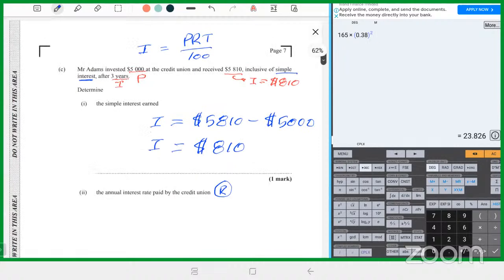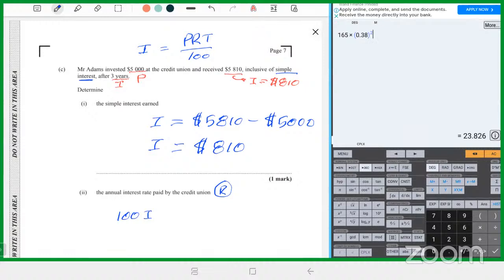So we're going to transpose this formula to make R the subject. To make R the subject, we multiply away the 100. I'm trying to leave R as the subject. So I'm going to multiply away the 100, and I'm going to get 100I.